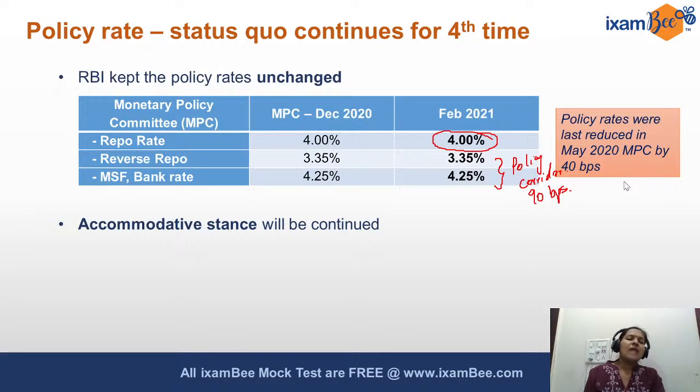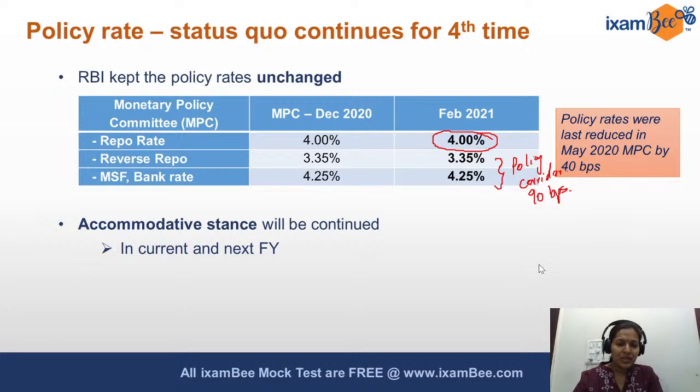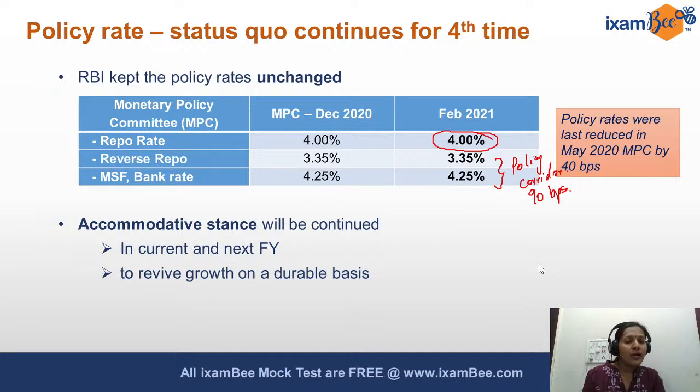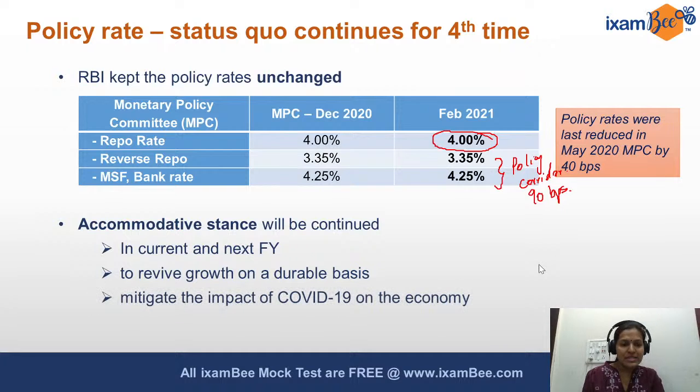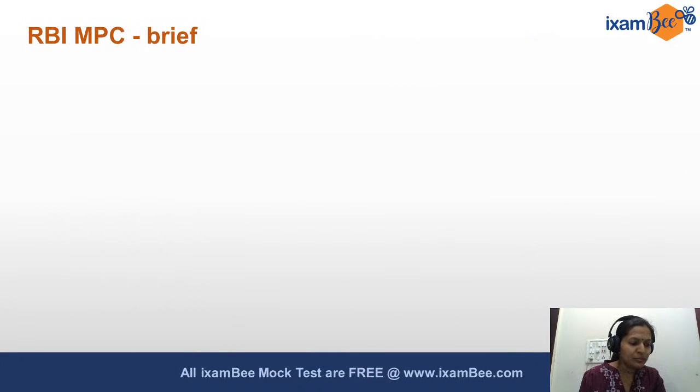Similarly, the accommodative stance has also been going on for a long time, and the RBI has said that it is going to continue with the accommodative stance in the current financial year and also in the next financial year. The current financial year is FY21, which is going to end next month, and the next financial year, FY22, is when the RBI is most likely going to maintain the accommodative stance, so as to support the economy, to help in the revival of growth on a sustainable and durable basis, and to mitigate the impact that COVID-19 has had on the economy. So they will continue with the accommodative stance.